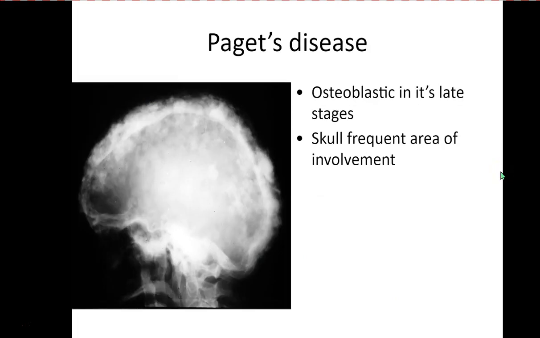Okay, next, Paget's disease. Paget's disease is another example of a neoplasm, and Paget's disease is described as osteoblastic. And let's talk more about that. Osteoblastic lesions, remember, are lesions of increased density. And in its late stages, Paget's disease is a great example of an osteoblastic neoplasm. But remember what Paget's disease is. In its early stages, it's destructive.